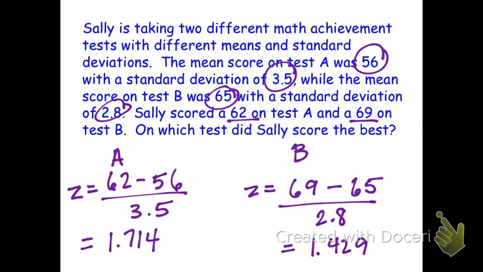Looking at her z-scores, which test did she do better on? The first one. Score-wise, if I'm just looking at the points, she did better on test B: she got a 69 compared to a 62. But relative to the class average, she actually did better on test A. So what it's doing is taking two sets of data and putting them on a universal scoring scale.